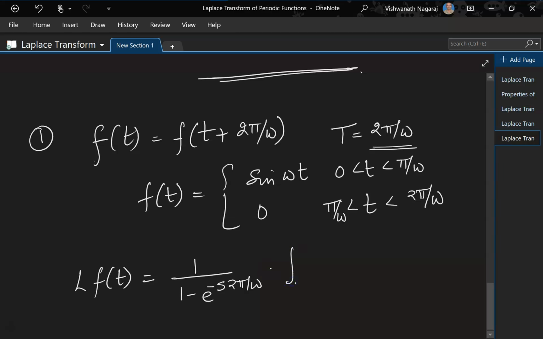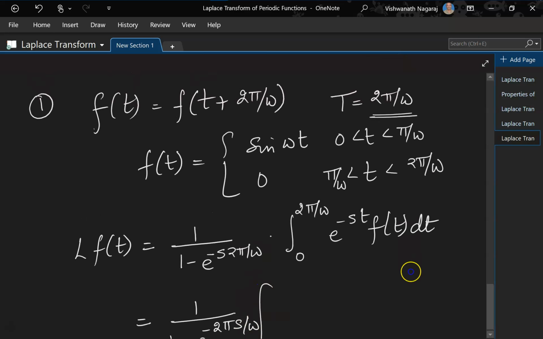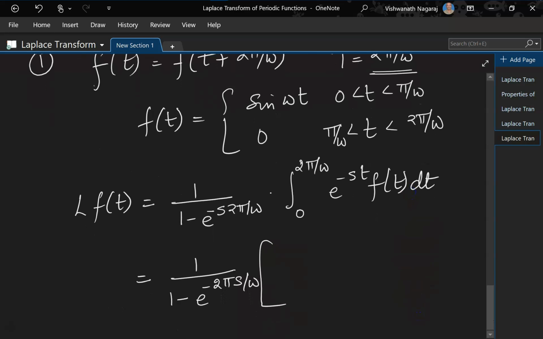Times integral of 0 to capital T. This capital T is 2 pi by omega, e to the power of minus st f of t dt. Now what we are going to do is split this integral. So 2 pi s by omega. Remember, this is a discontinuous function, so let's split this integral as well.